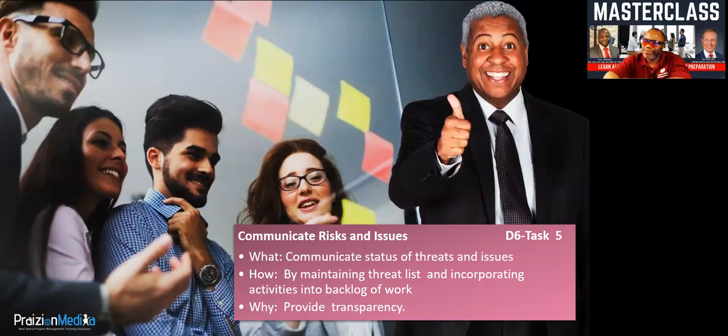In the last task, we talked about JIRA and Rally, and Roy mentioned all sorts of reports and great stuff. Well, this is pretty much where we would use those tools to report on the status of these risks and issues. How are we going to communicate status? By maintaining a threat list, which is a fancy word for list of risks, and incorporating activities into the backlog of work. And why do we do this? To provide transparency. You can also say to enable additional accountability.